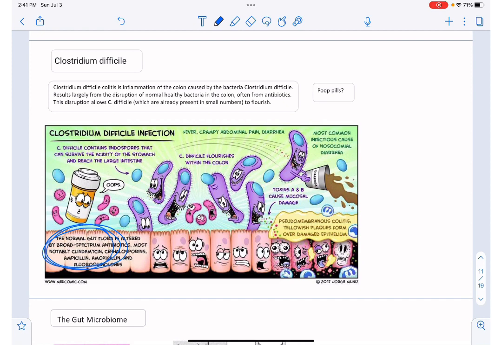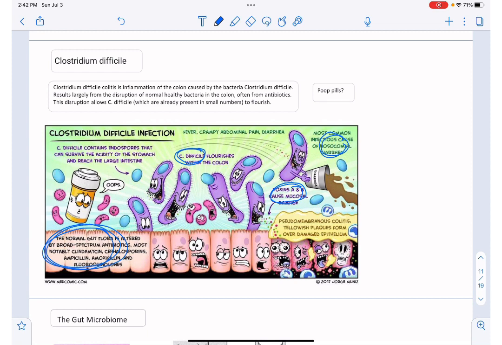And what that does is it allows these C. diff bacteria to then flourish, to overpopulate the colon. And that can result in a lot of uncomfortable digestive issues. They're producing toxins, they're causing diarrhea, they're causing all sorts of different and uncomfortable digestive issues. And again, I imagine this is something that you might see in the healthcare field.